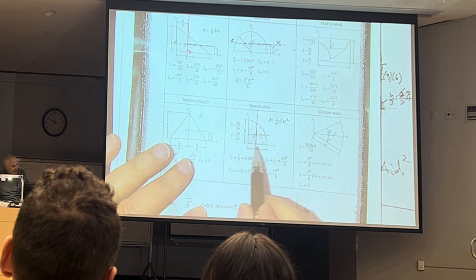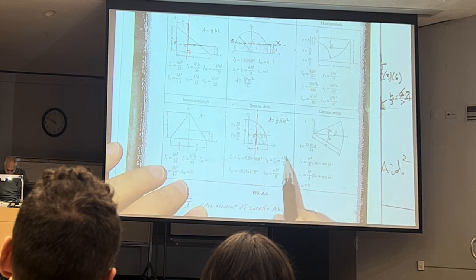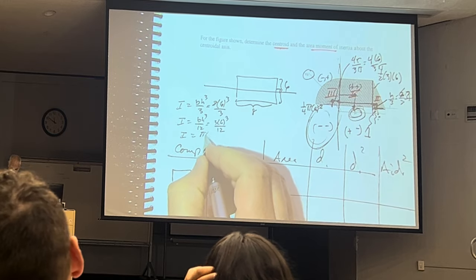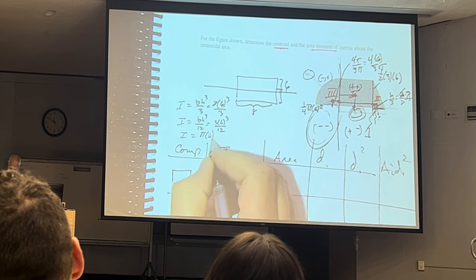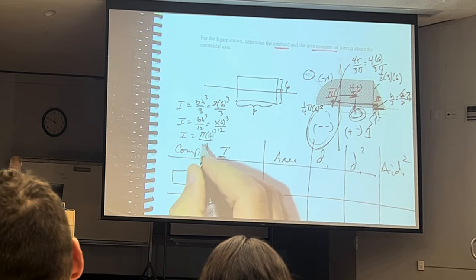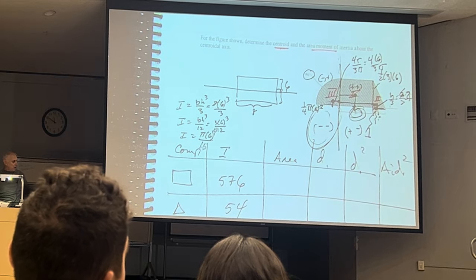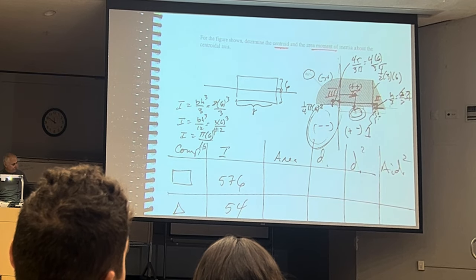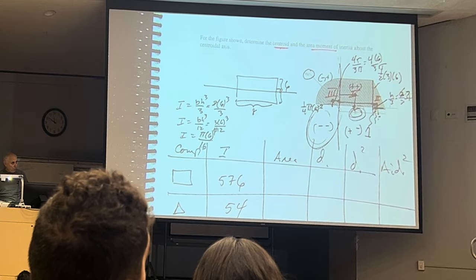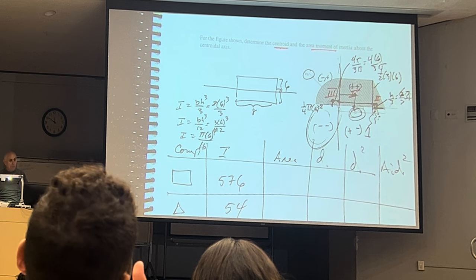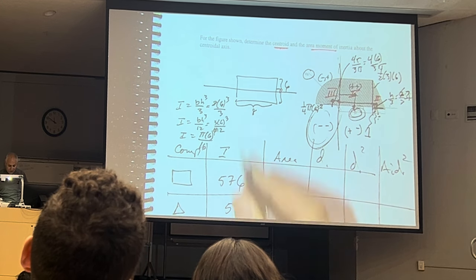For the quarter circle about the base, that would be pi r to the 4th over 16. I equals pi times 6 to the 4th over 16. What do you get? 6 raised to the 4th times 3.142 divided by 16. 71.124. Sum this column up.